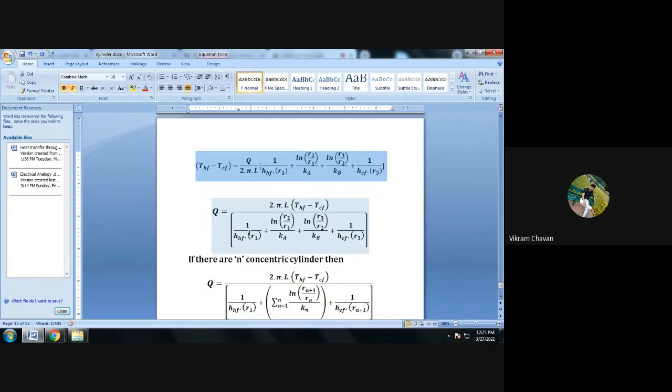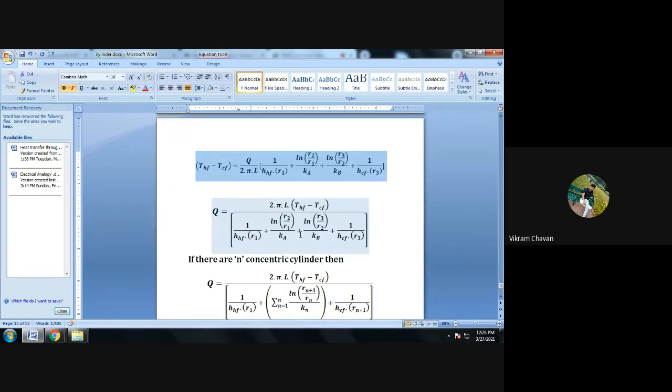1 divided by h suffix hf multiplied by r1, plus ln of r2 divided by r1 whole divided by k suffix a, plus ln of r3 divided by r2 whole divided by k suffix b, plus 1 divided by h suffix cf multiplied by r3. So that will provide you the heat transfer rate.